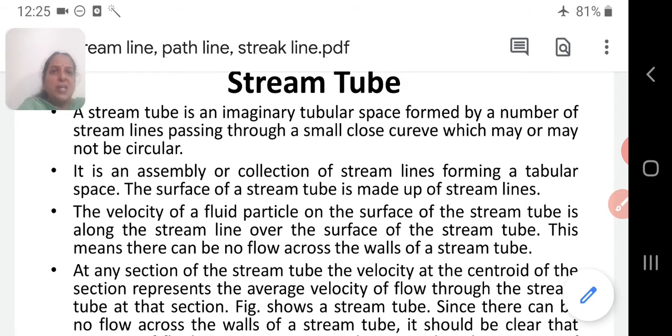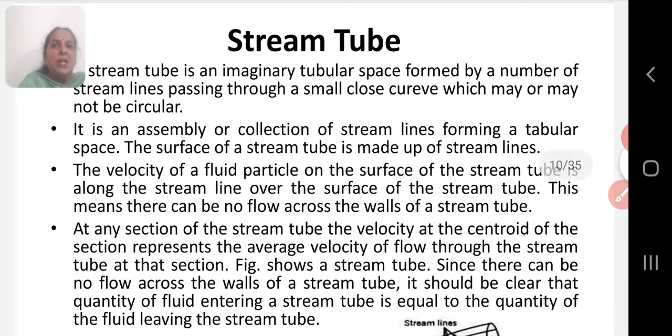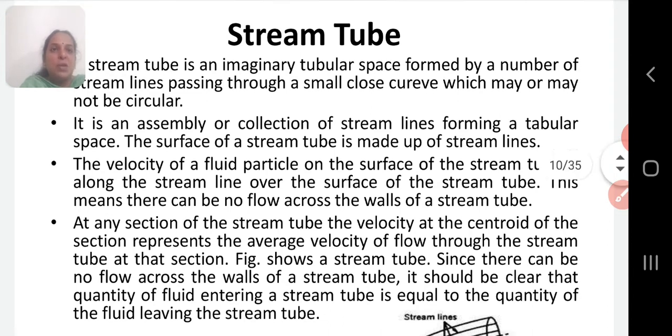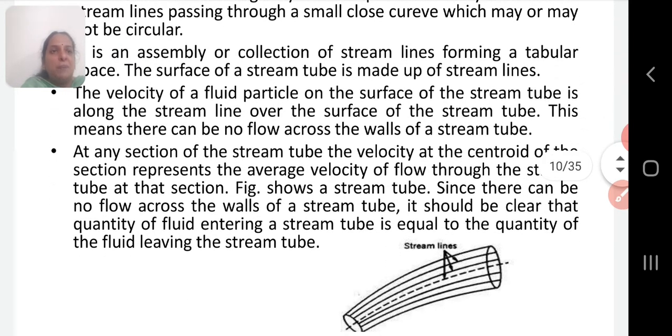So here the surface of the stream tube is made up of different streamlines. You can observe here, it is not a path line. Path lines will intersect each other, but this is a streamline, which will not intersect. So the velocity of the fluid particle on the surface of the stream tube is along the streamline over the surface of the stream tube. This means that in case of a stream tube, particles will not go and hit the walls, so we are not going to find the velocity across the walls of the stream tube.